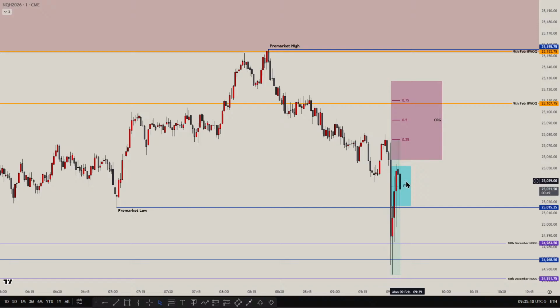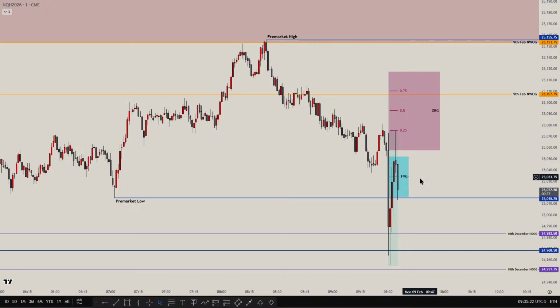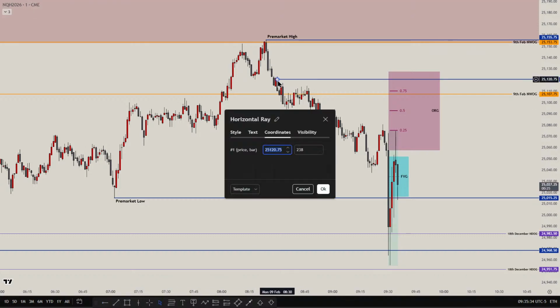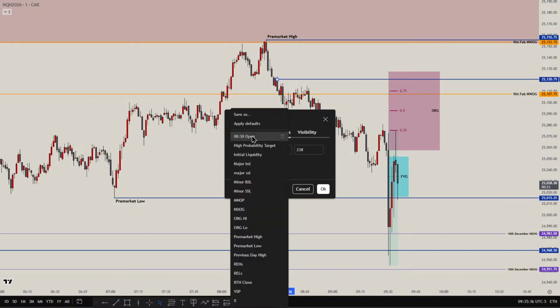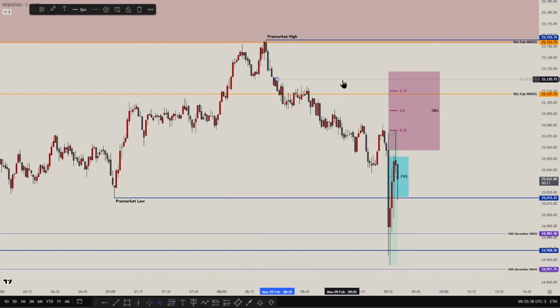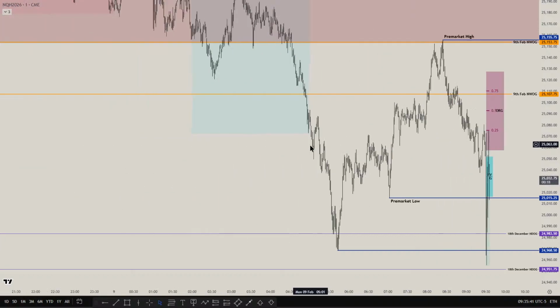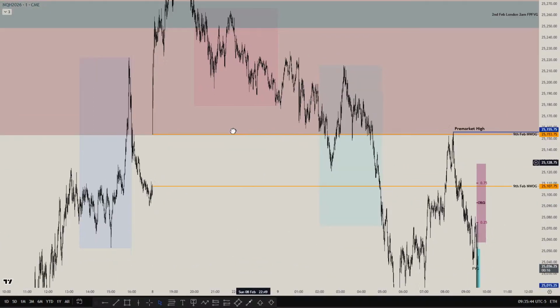See, that's not an inversion fair value gap yet. That's closed inside the fair value gap. It's done buy side damage, tickled the 930 opening price. Now it's dropped. Still no first presented fair value gap. Still no first presented order block. You're better off waiting. Put some opening prices on this chart. Now we don't need those.